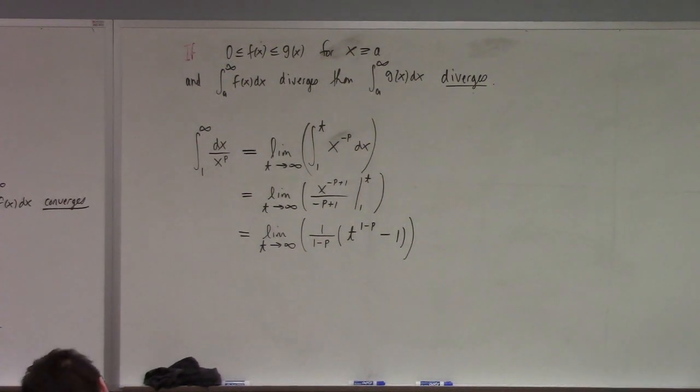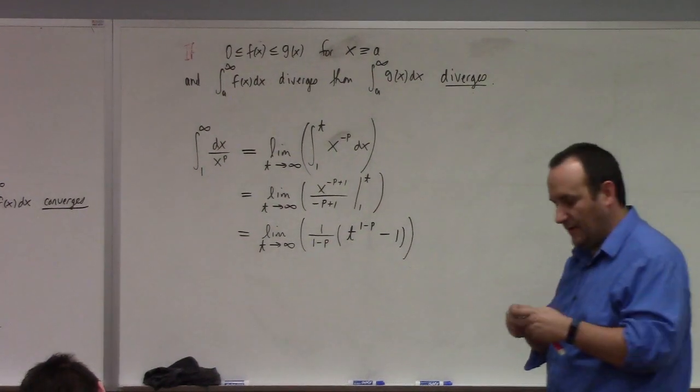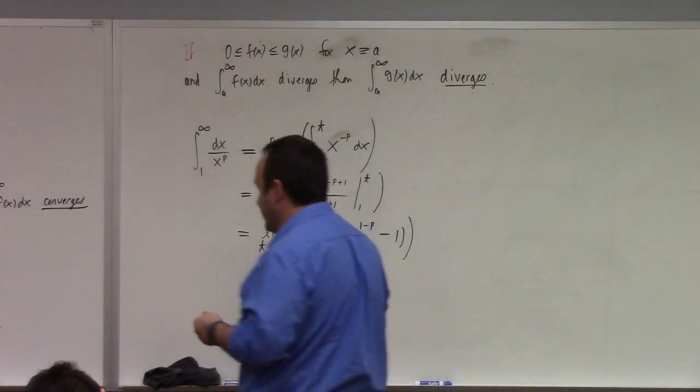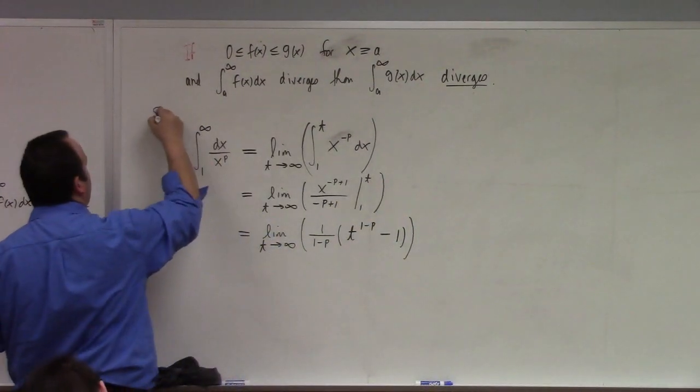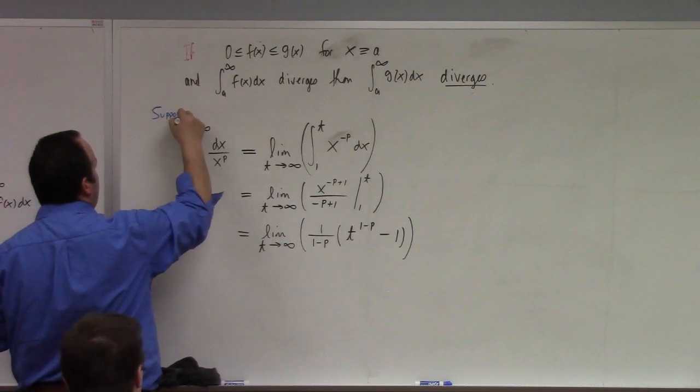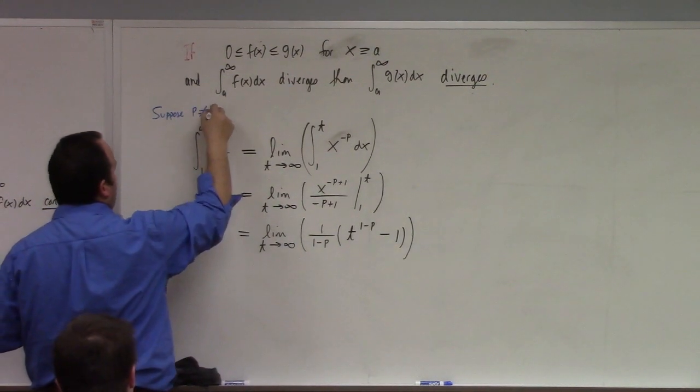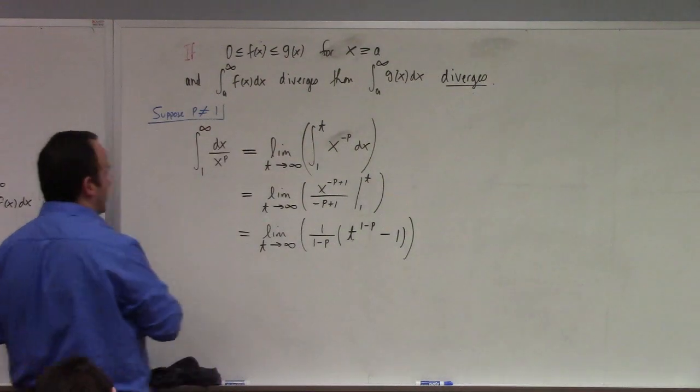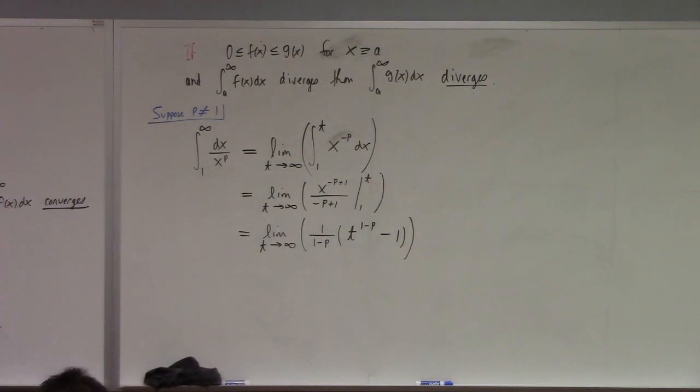What I wrote doesn't even make sense if something is true about p. What do we need to suppose from the start of this? p is what? Yeah, p is not equal to 1. p equals 1 is an oddball here, isn't it? But p not equal to 1, everything I just wrote makes sense.